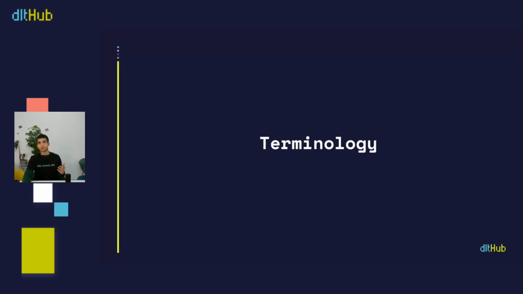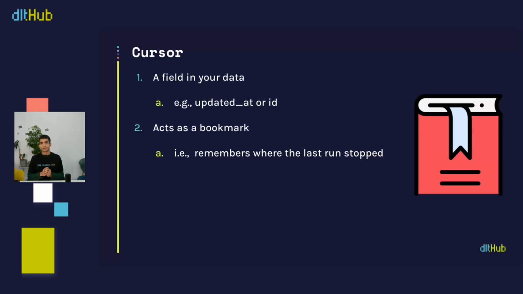So let's cover some terminology. Firstly, we have cursor. In DLT, cursor is a field in our data. It's normally a date or an ID, and it basically serves as a bookmark. It tells our DLT pipeline where the last run stopped.